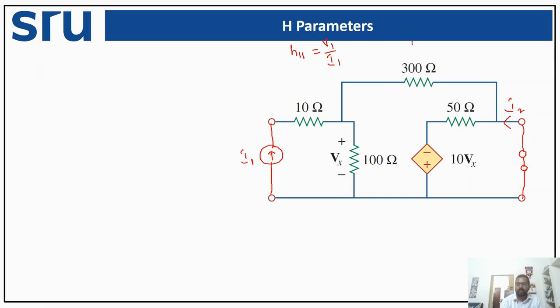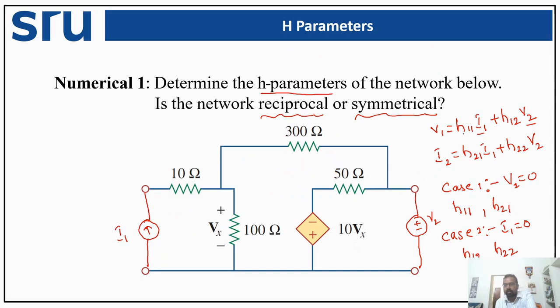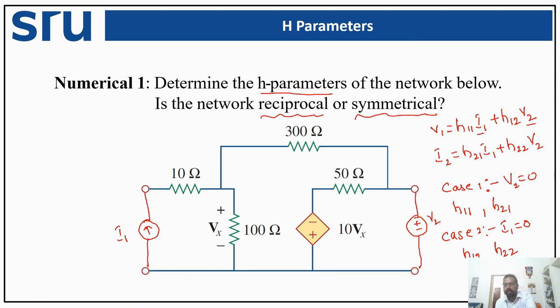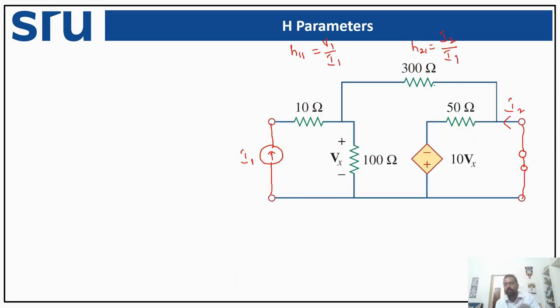And what is the other thing? We need to find H21, nothing but I2 divided by I1, right? So H11 is nothing but V1 by I1 and H21 is nothing but I2 by I1. So these are the ratios we need to find, or these are the parameters we need to find. So let us apply our nodal analysis at this particular point.